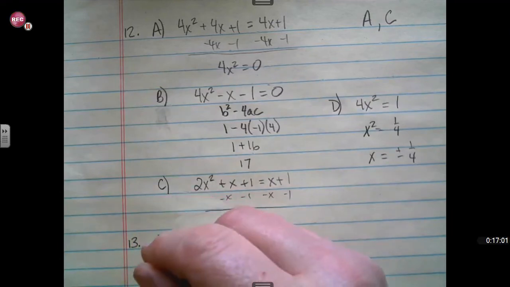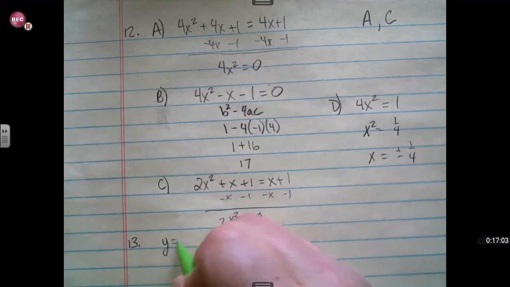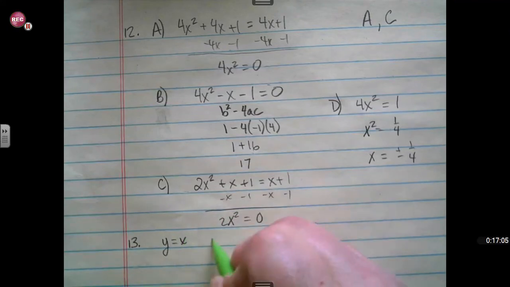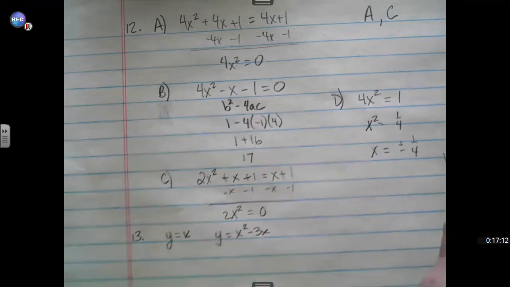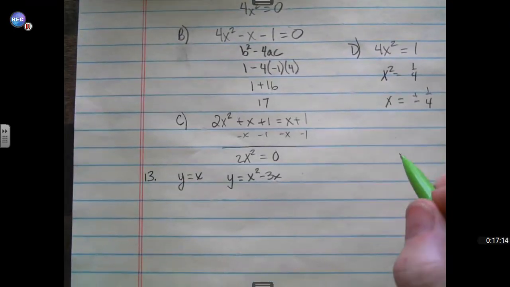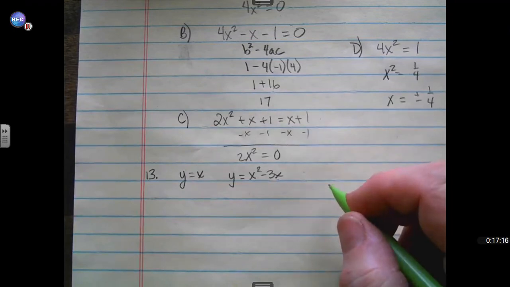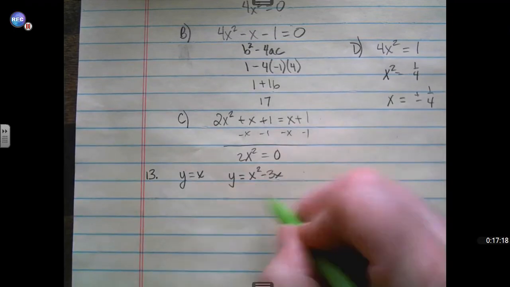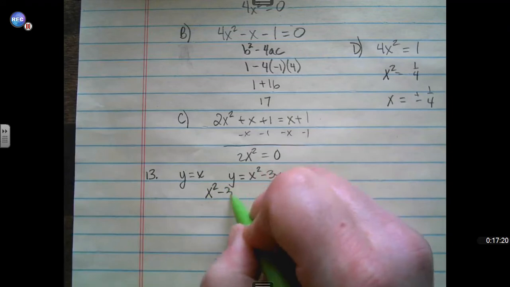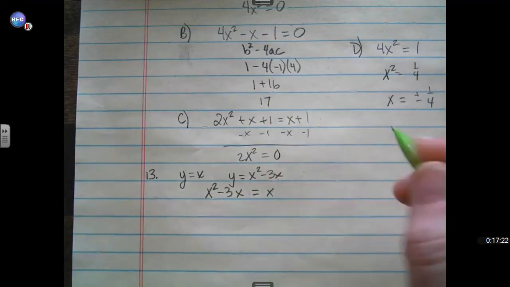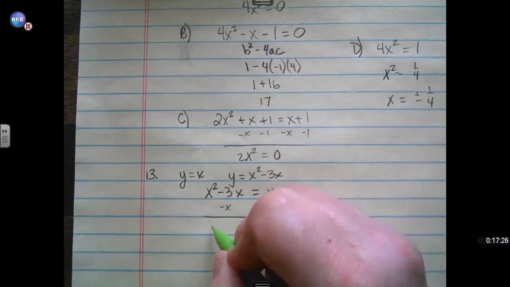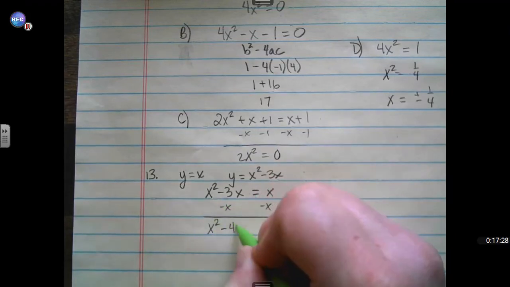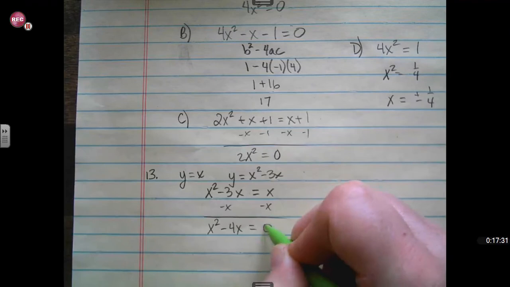13, solve the system of equations y equals x and y equals x squared minus 3x. So what I want to do is set those equal to each other, use substitution. So x squared minus 3x equals x. I'm going to subtract this x from both sides and set it equal to 0. X squared minus 4x equals 0.